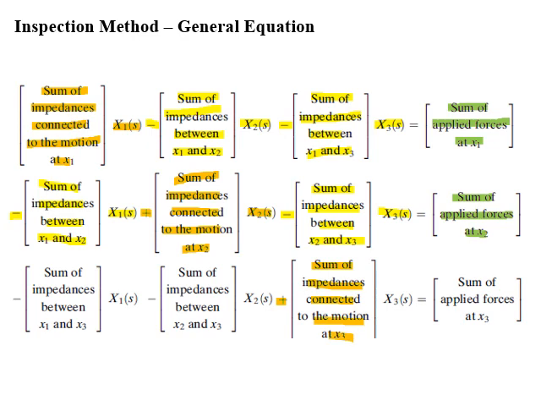Now, the last equation will be like the sum of impedances connected to the motion of x3 multiplied by the motion of the third point, which is x3 of s, minus the sum of impedances common between x2 and x3 multiplied by the motion of the second point, which is x2 of s, minus the sum of impedances between x1 and x3 multiplied by the motion of the first point, which is x1 of s, and this will be equal to the sum of applied forces at x3.